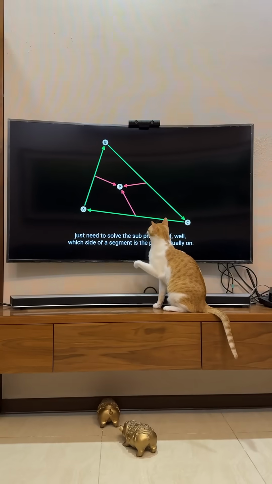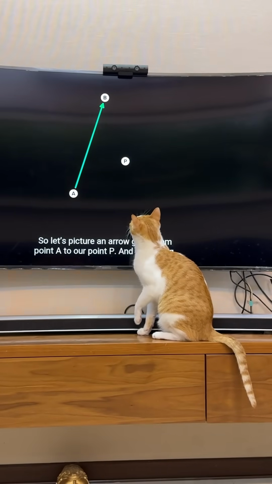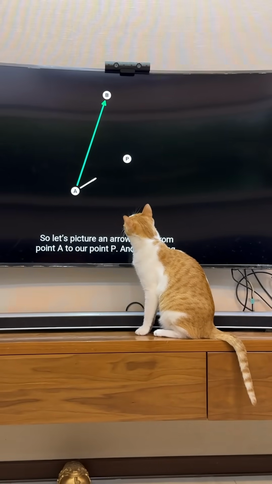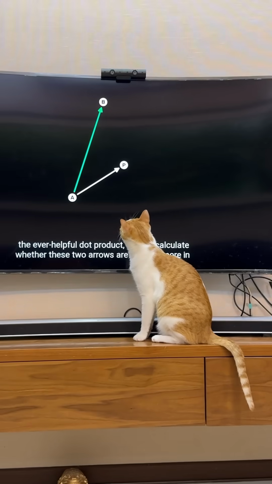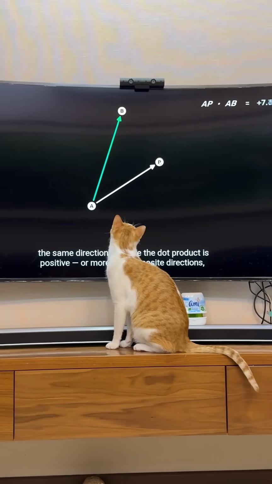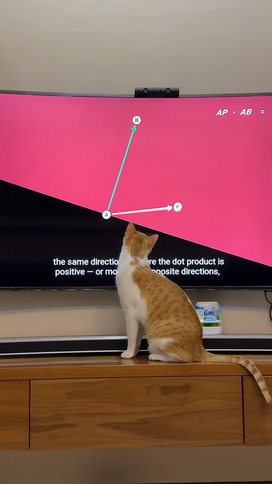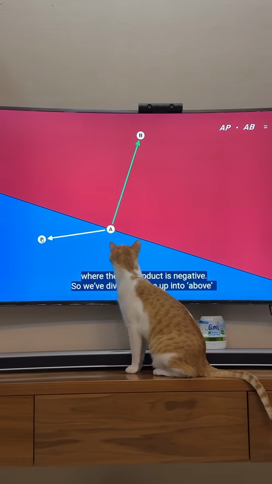We just need to solve the subproblem of which side of the segment is the point actually on. So let's picture an arrow going from point A to point P, and then using the ever-helpful dot product, we can calculate whether these two arrows are pointing more in the same direction, where the dot product is positive, or more so in opposite directions, where the dot product is negative.